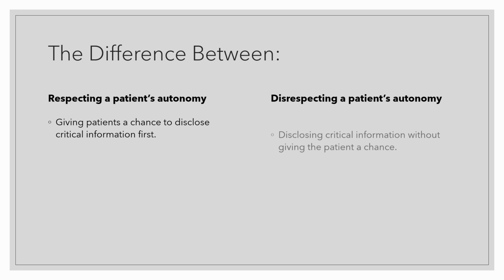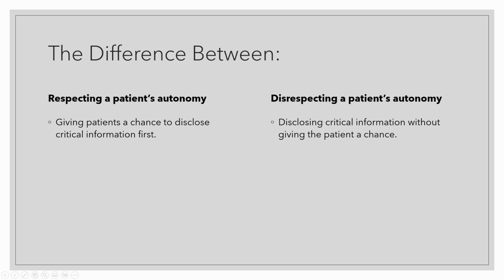So like I said, disrespecting a patient's autonomy would look like disclosing critical information without giving the patient a chance. Of course, in certain situations, like if a provider's literally ready to inject a patient with a medication they're allergic to, chances of that happening, pretty slim, I think. But if that were to happen, you probably wouldn't be like, I gotta let the patient say it first. So we do have to remember, like with all of our ethical principles, we weigh them, right? We balance them. We use our judgment.